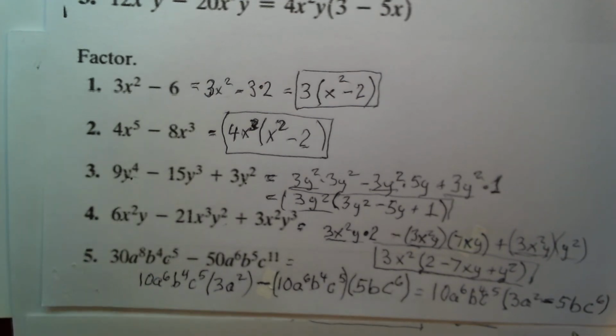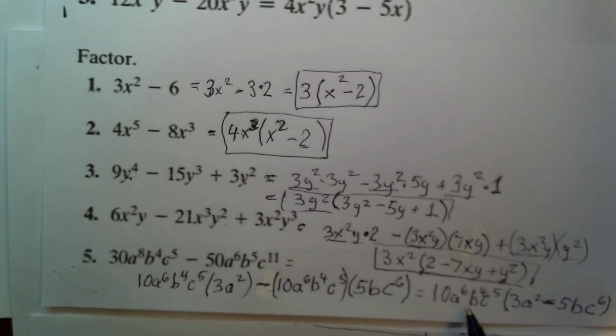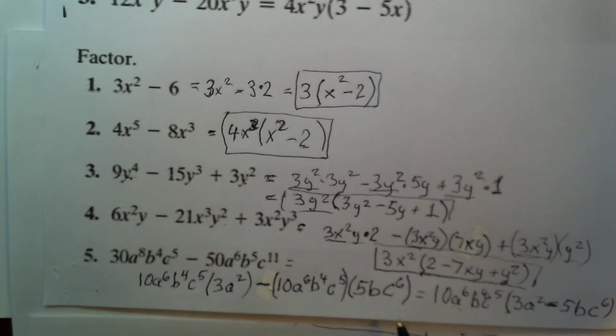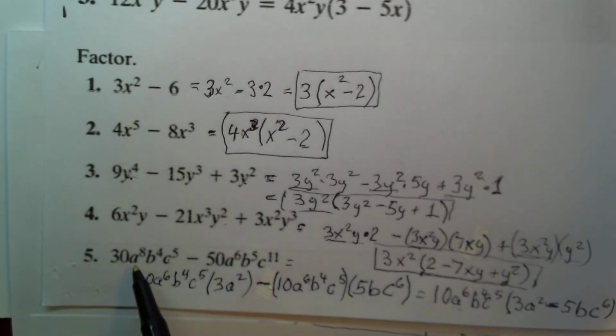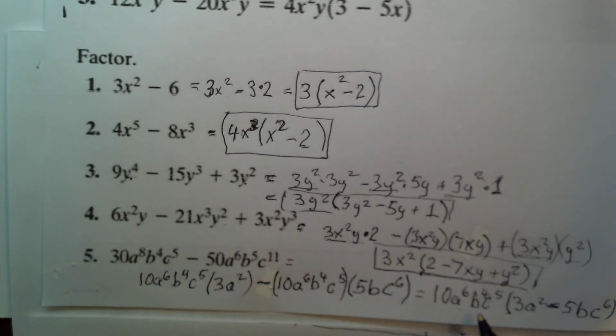And again, we can check our work. 10a to the 6th, b to the 4th, c to the 5th times 3a squared. 3 times 10 is 30. That's what we started out with. And a to the 6th times a squared is, a to the 8th rather. And we have a b to the 4th, and we have a c to the 5th.